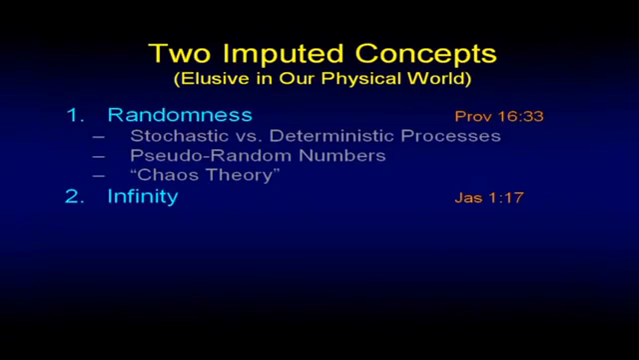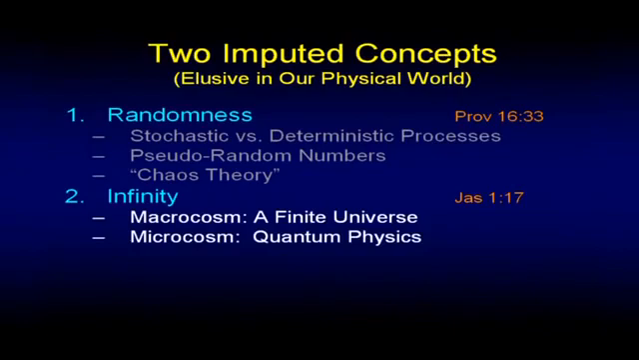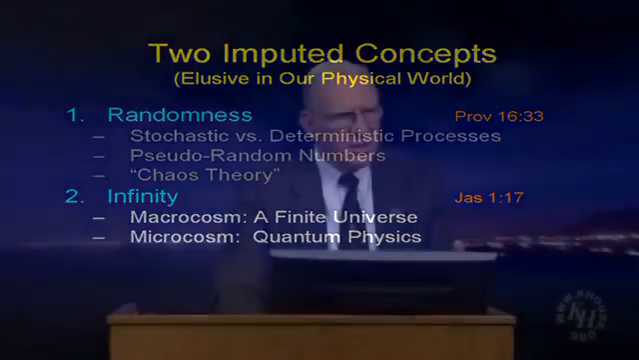Well, there's a second imputed concept. These are two concepts that are used in mathematics that we can't find in the physical universe. Randomness is one of them we talked about. Infinity is the other. And the macrocosm we talked about last time when we talked about beyond time and space. Next time, we're going to talk about the microcosm, smallness in terms of quantum physics. And it's shocking to discover there's a limit to smallness.